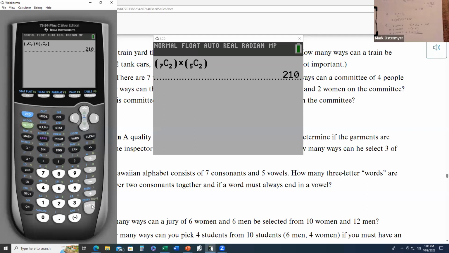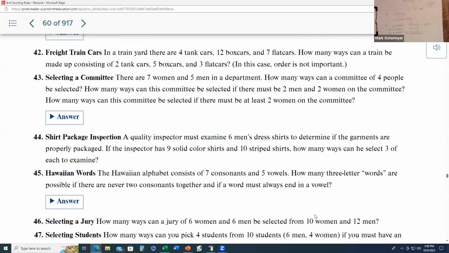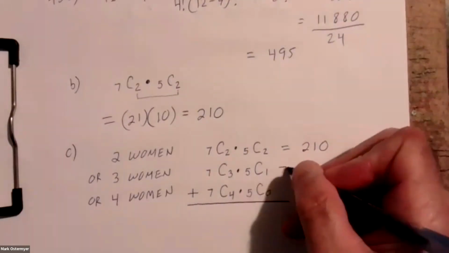So there'd be 210. So there's 210 different ways of forming a committee of size 4 where we have 2 women on the committee. Well, that's how I got 210 there. Everybody see how I did that? So it's a lot quicker without having to go through that factorial notation there. All right, now the next one is 7 in combination with 3 times 5 in combination with 1. And that gave me 175.